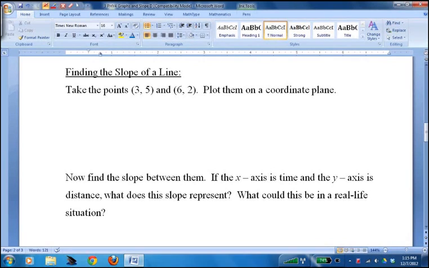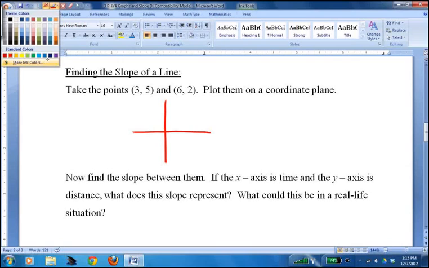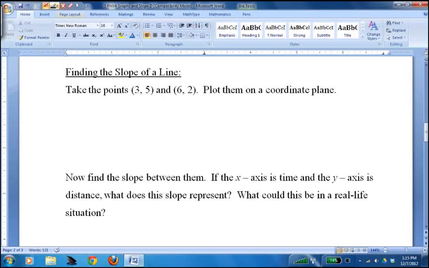Finding the slope of a line, physics lecture. Let's take the points 3, 5, and 6, 2 and plot them on a coordinate plane. A lot of people are taught this with a formula. There's nothing wrong with that. But I think if we were a little smarter about it, we might be able to understand it a little more clearly.